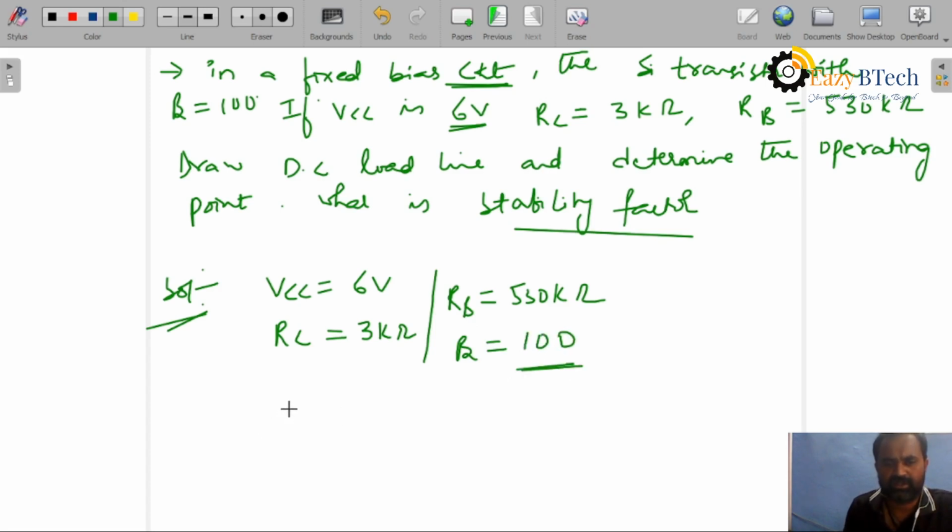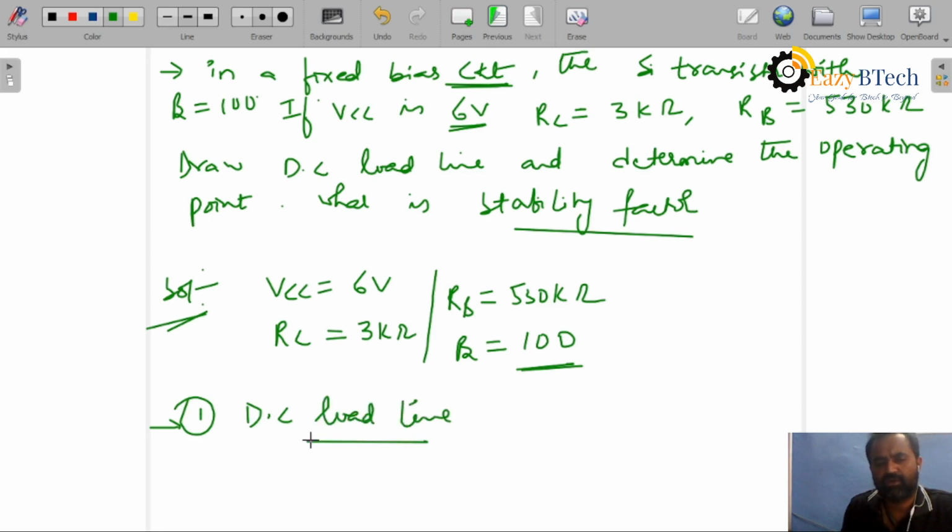Okay students, now we already know the expressions to find out the analysis. First one is the DC load line. To find the DC load line, the first equation is VCC is equal to IBRB plus VBE. This is the loop 1 equation.